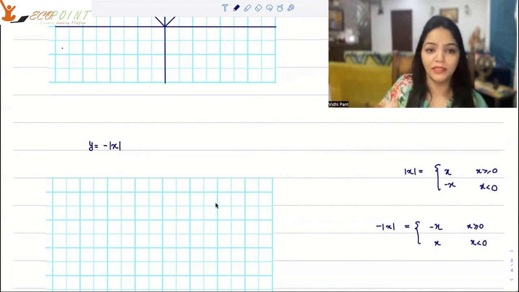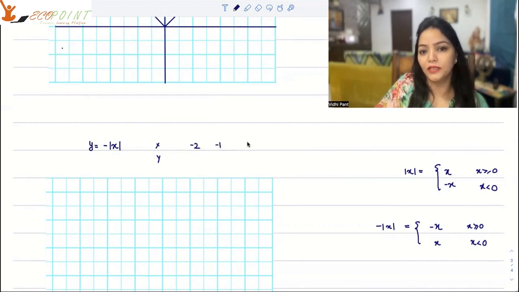So what does it mean? It means that, let me again give the same values. So x and y, and let's check out the behavior. So x is minus 2, minus 1, 0, 1, 2. When x is minus 2, that is x is less than 0, x comes out. So that means minus 2 comes out.